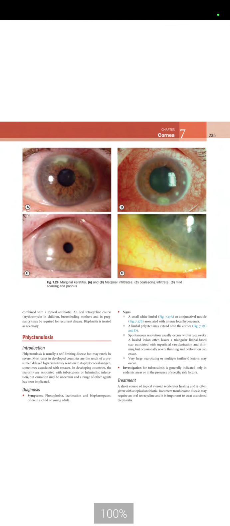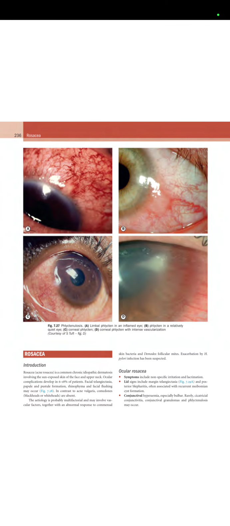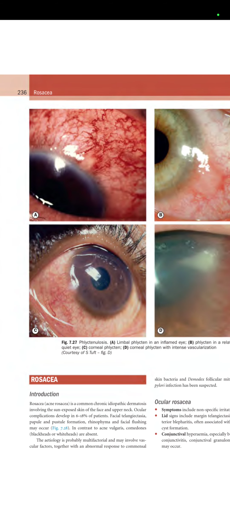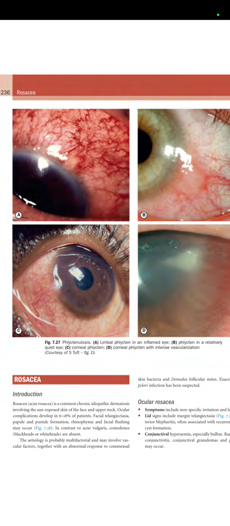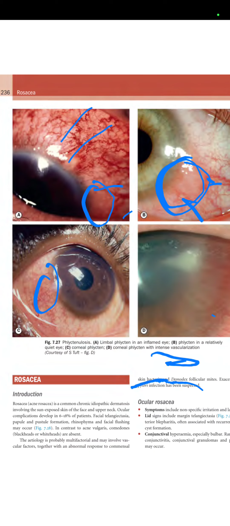So we can see figure 7.27 A and B. It is showing a phlyctenulosis, a limbal phlycten with an inflamed eye. B is showing the phlycten in a relatively quiet eye. So this is a phlycten and it is a relatively quiet eye. C is showing the corneal phlycten. D is showing the corneal phlycten with intense vascularization.